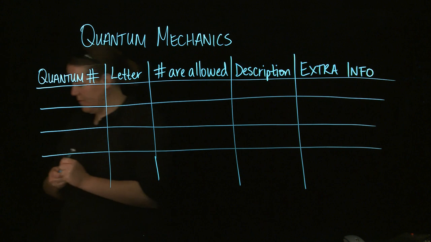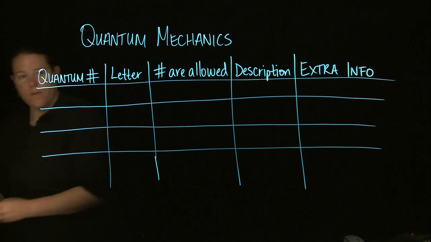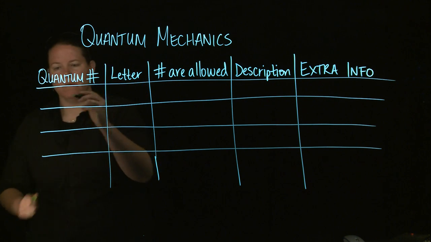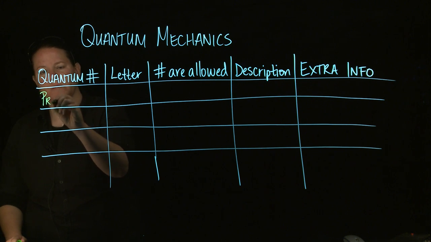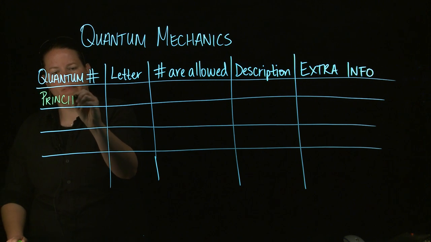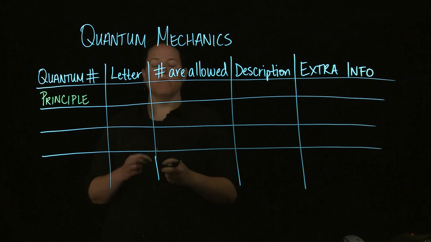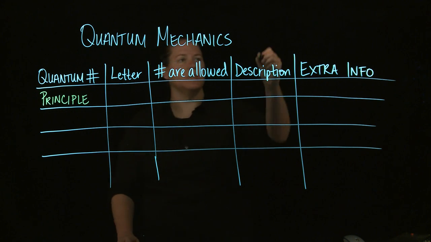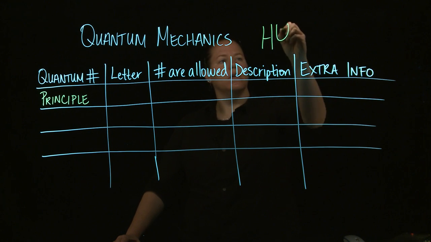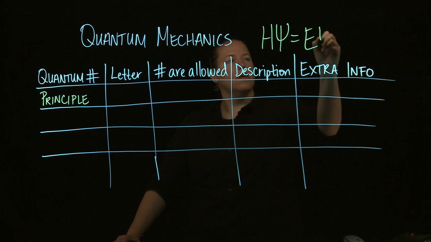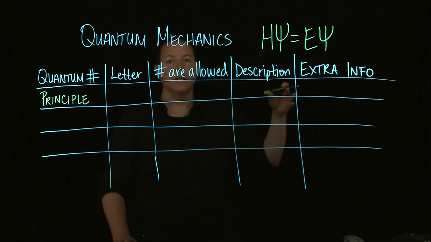Okay, let's fill this in with a different color. All right, let's start with the beginning. At the beginning, you have the principal quantum number. That's the first number that comes out of the Schrodinger equation. Remember the Schrodinger equation is H psi equals E psi.